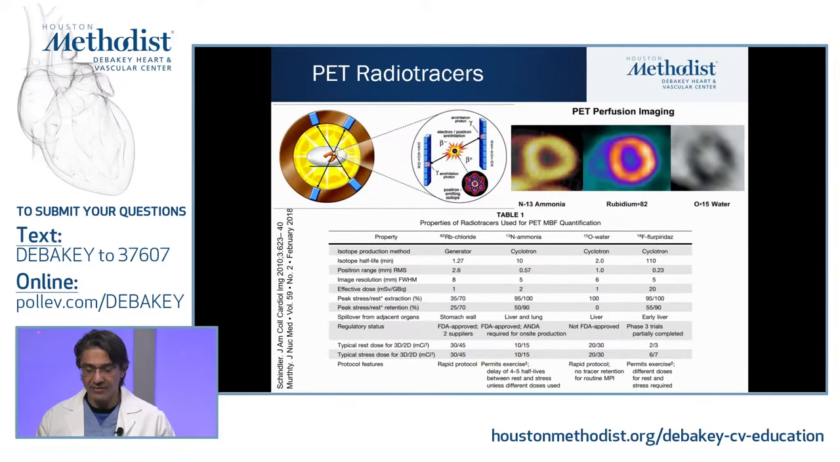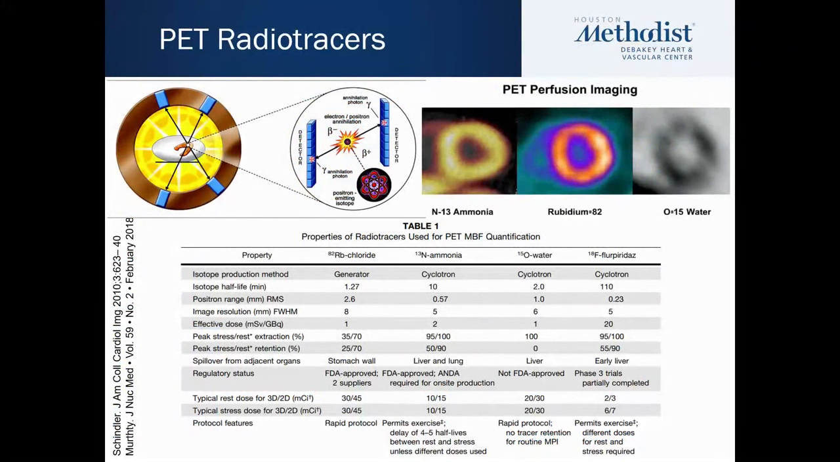What about PET radiotracers? PET works on a different principle. These are 511 keV photons that get annihilated and travel in opposite directions from each other. This is a very high energy photon. These are the different radiotracers we have, from rubidium to ammonia to O-15 water and fluorodeoxyglucose. Most labs are using either rubidium or ammonia, and we're using rubidium. And what's important to know with rubidium, of course, is its half-life is very short at 76 seconds.